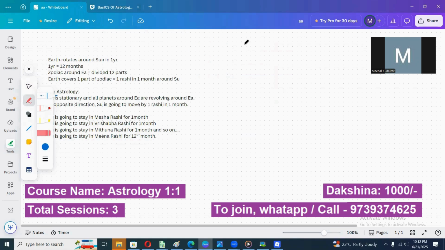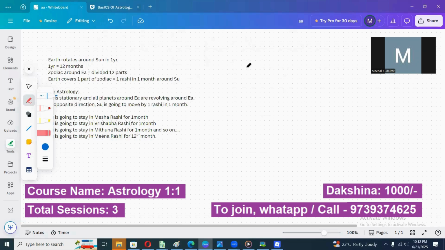to be in Mesha Rashi. So basically what we are considering is some day of some year where it is going to be the start of Chaitra month, right? When it is Chaitra, we know, right? In our Hindu calendar, we have Chaitra, Vaishakh, and then so on, right? All the 12 months we have.